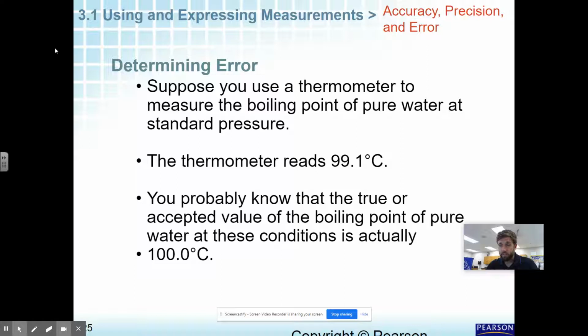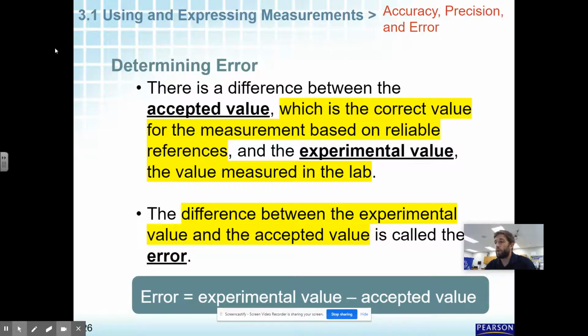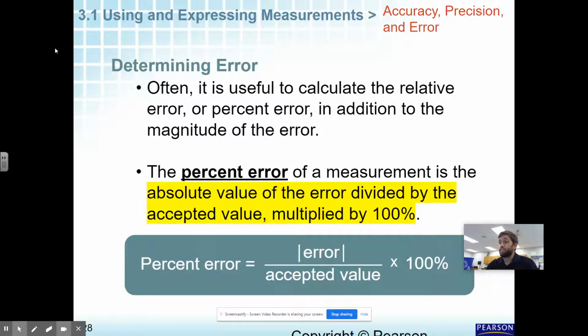That is scientifically correct. That's a reliable source. But what actually happens when you do it is 99.1. So the 99.1 is the experimental value. The 100 is the accepted value. And when you subtract these based on this formula right here, you get 0.9 degrees Celsius as your error. And then it is useful to take that error and figure out a percent error.